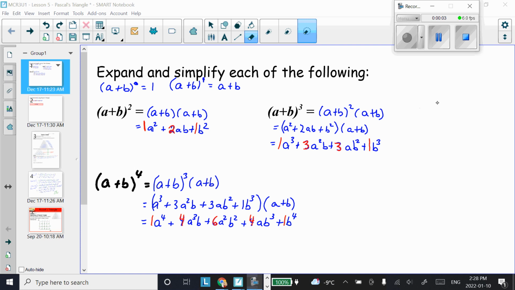Everyone, so today is lesson 5 and it is called Pascal's Triangle, and this is your Tuesday lesson for this week. I'm just going to go through the examples that I have for today's lesson so that you have an explanation instead of just looking at the examples written down.